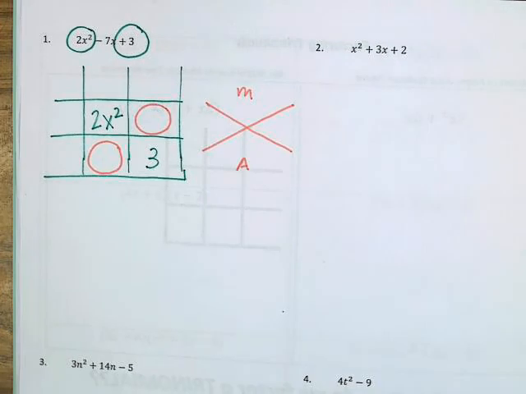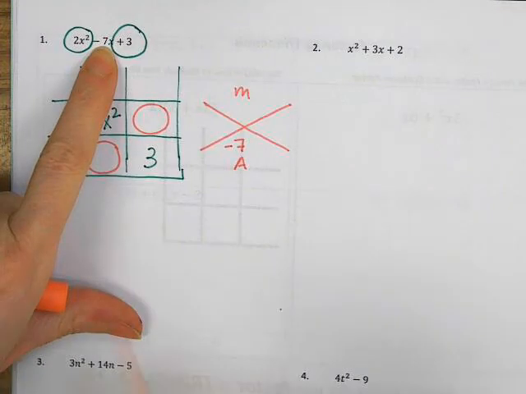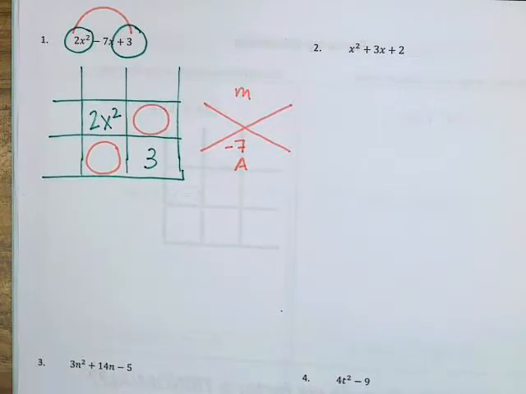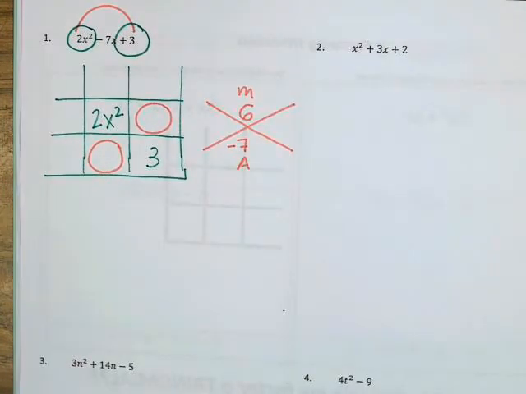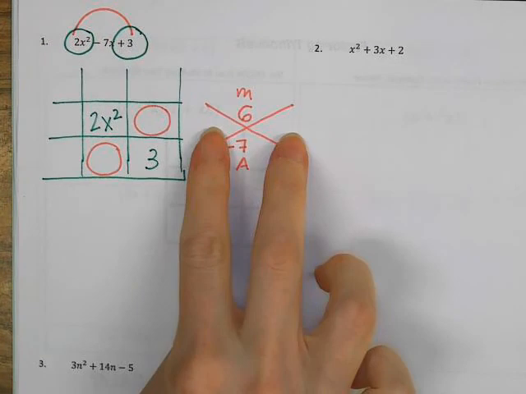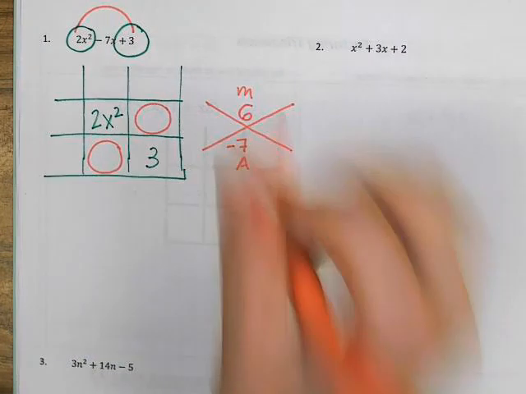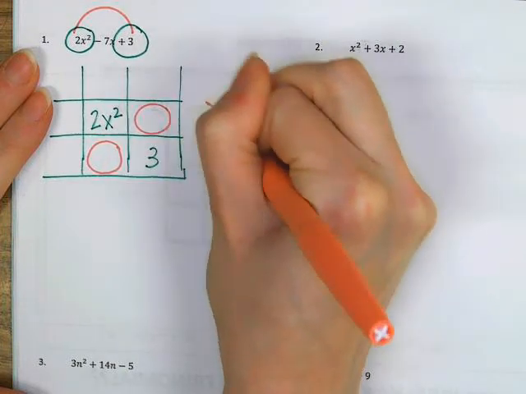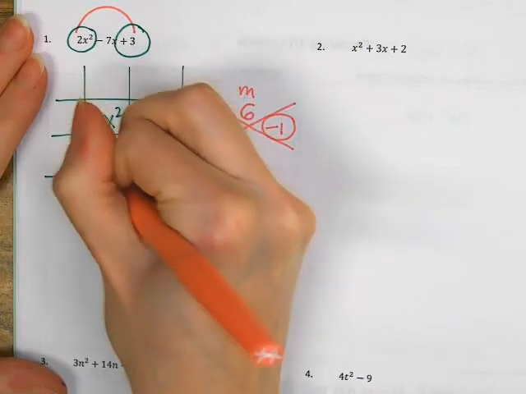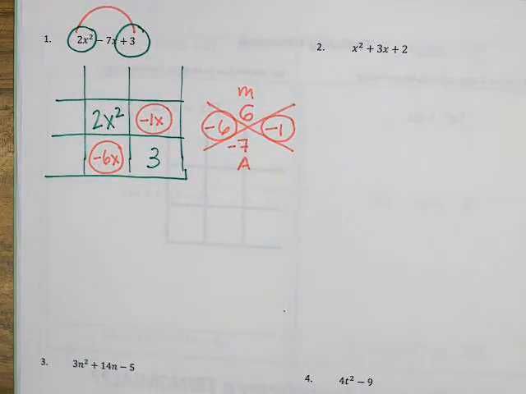So we need to find two numbers that add to the middle, -7, but multiply to the product of 2 and 3, and 2 times 3 is 6. So can you guys find two numbers that multiply to 6 but add to -7? And it ends up being -6 and -1. Okay, order doesn't matter, but give them both an x. So -6x and -1x.